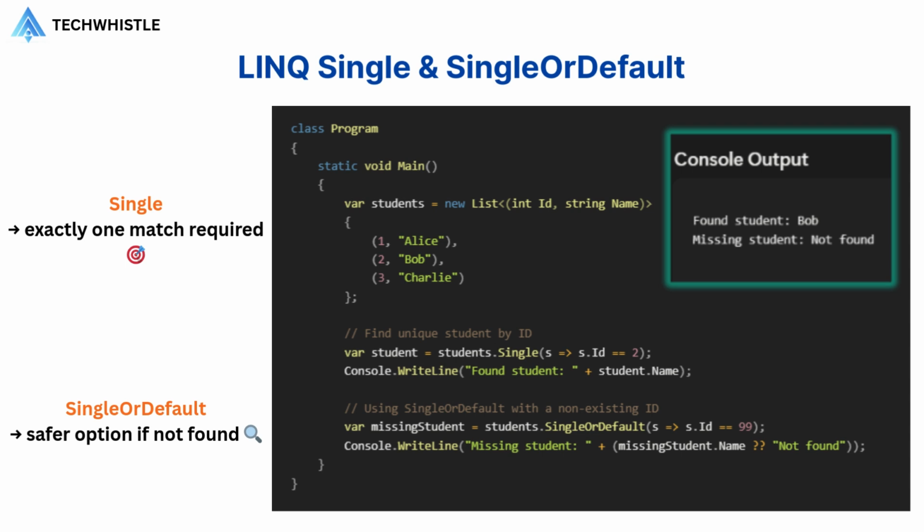So the rule of thumb is this: use Single when you're absolutely certain there must be exactly one item. Use SingleOrDefault when you're not sure if the item exists and you want to fail gracefully instead of crashing your program. This makes your code more robust, especially when working with data that may or may not exist.